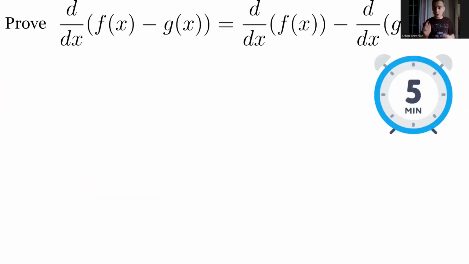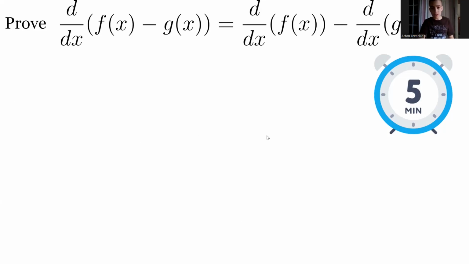Okay, so this one is the one that I want you to try to do. Using the previous two properties we derived, so c times the derivative of f of x equals the derivative of c times f of x, and that the sum of the derivatives of two functions equals the derivative of the sum of those same two functions. So now I want you to prove this property right here.